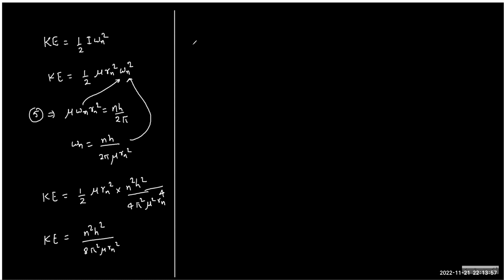And what about the potential energy? Potential energy was how much? In potential energy, we talk about the electrostatic potential. We don't talk about the gravitation. So if you write the electrostatic potential, you can write it as minus k z square by Rn. I hope this is clear.